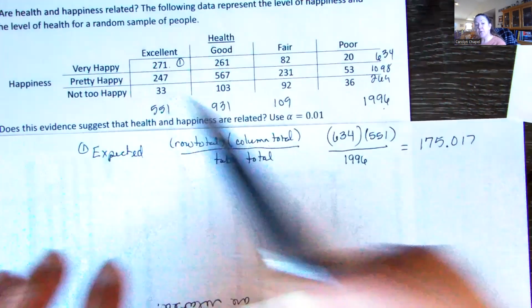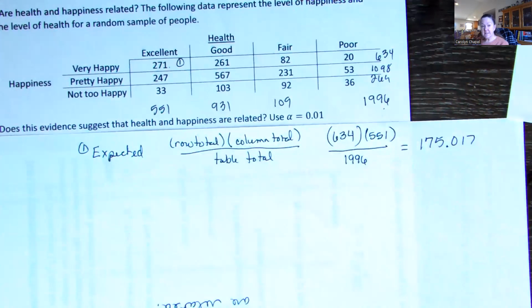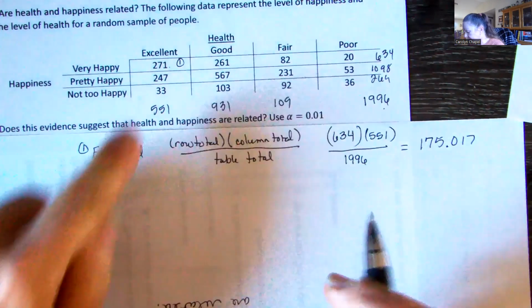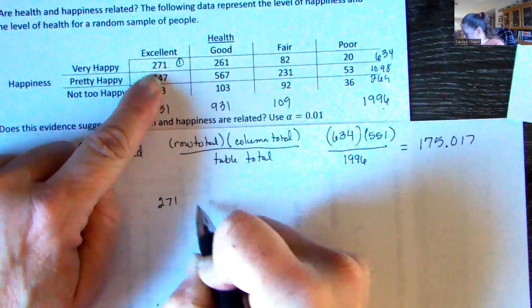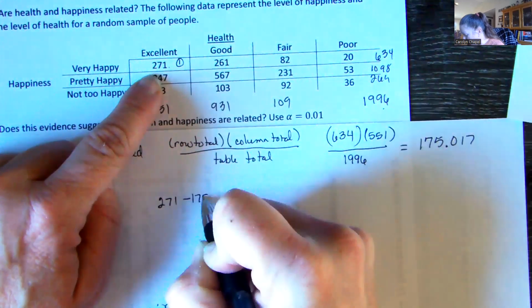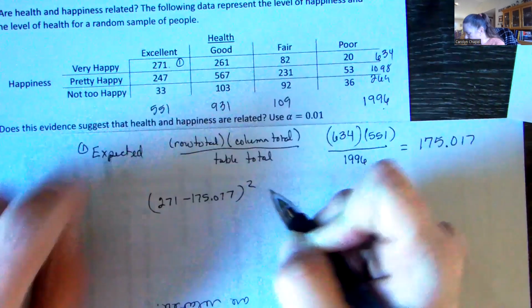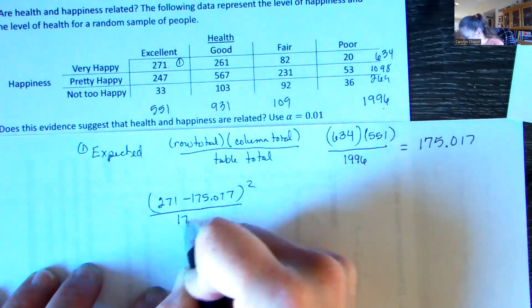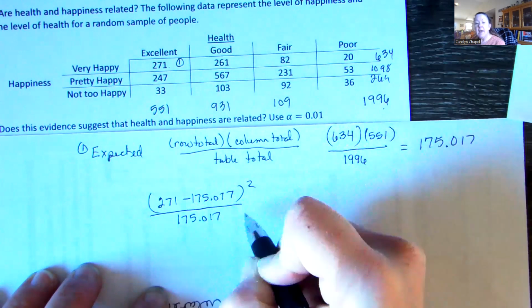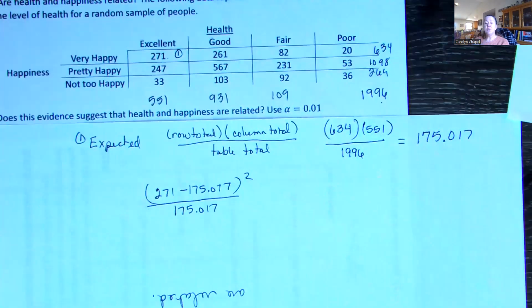Okay, and then when we go to calculate our test statistic, we take this 271 minus this 175.017. We have to square it and then divide by the 175.017 and get those values. And we have to do this for all 12 little cells. Okay, hence the reason technology has saved us so much grunt work.